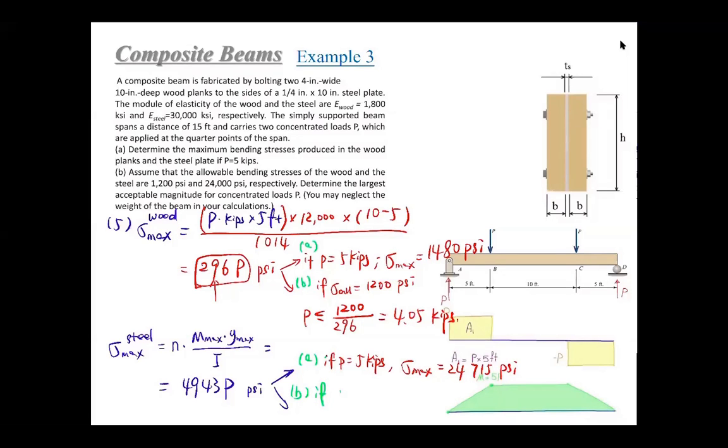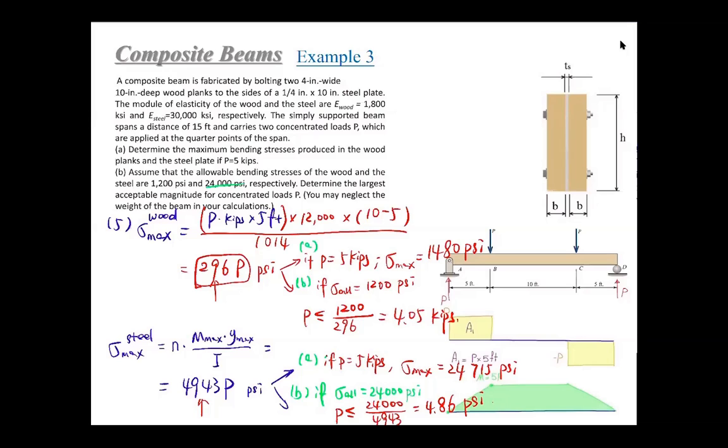If the allowable stress equals 24,000 psi, then P should be not higher than 24,000 over 4943. This will be 4.86 kips.